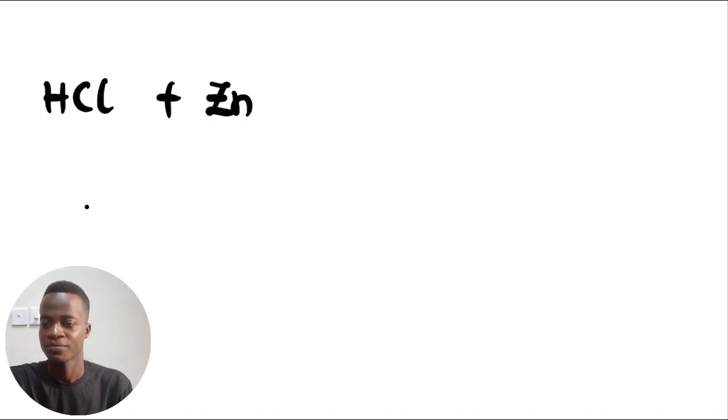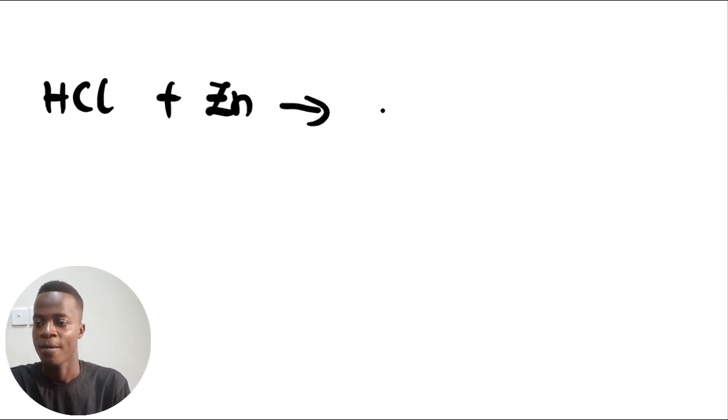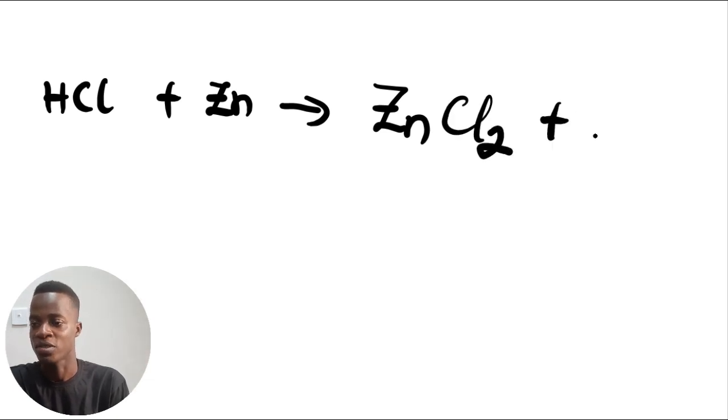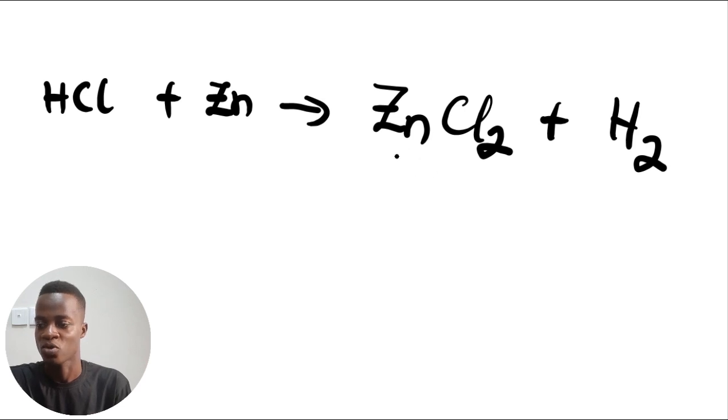Another chemical reaction is acids reacting with metals. Metals react with acids to form salt and hydrogen gas. This is a common way of producing hydrogen gas. So this is the salt that we produce, and then hydrogen gas will also come out. So let's start balancing from the salt.